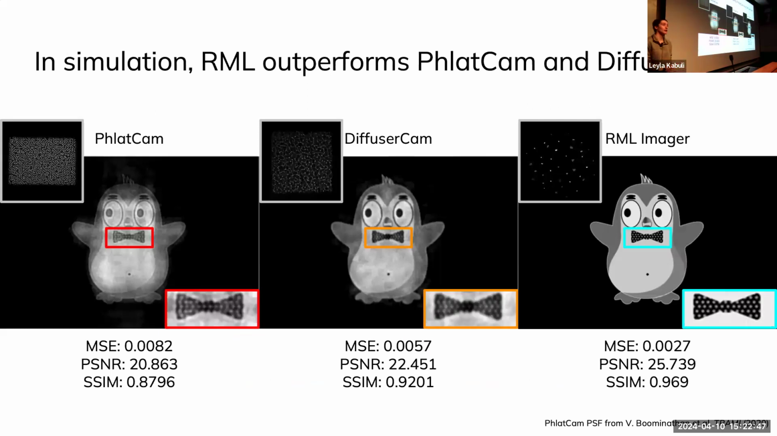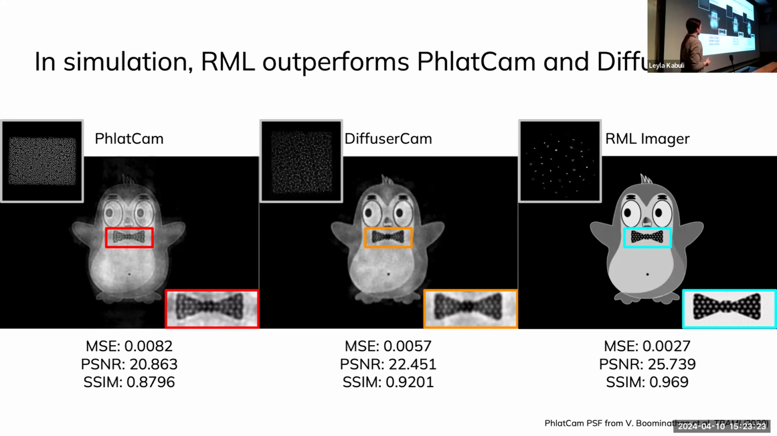Okay, so here I have some simulated reconstructions of a particular Patrick the Penguin target with 3 classic imaging systems. We have FlatCam from Rice University, DiffuserCam, the previous one from our lab, and the RML imager, which is the one I'm developing now. And we can measure each of the system's performance by looking at a few scalar metrics. So we look at mean squared error, peak signal to noise ratio, and structural similarity index metric. And we want as low of MSE as possible and higher PSNR and higher SSIM for a good performance.